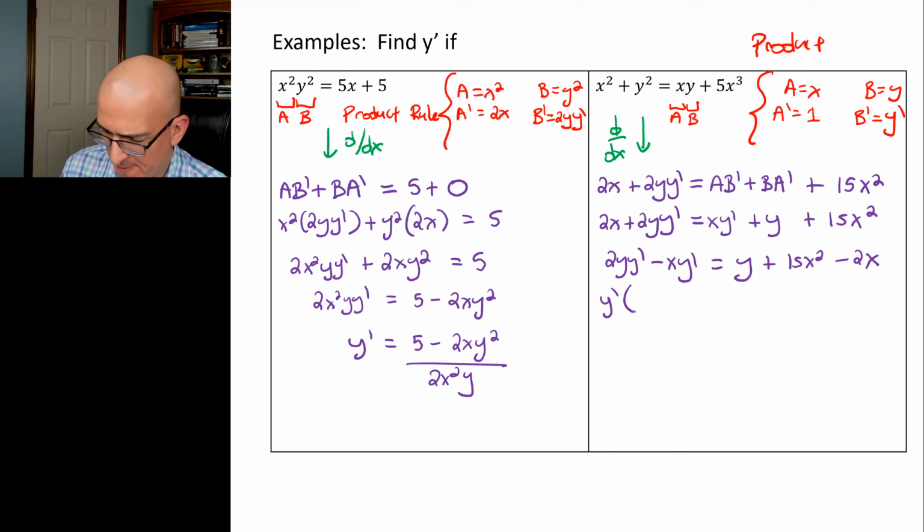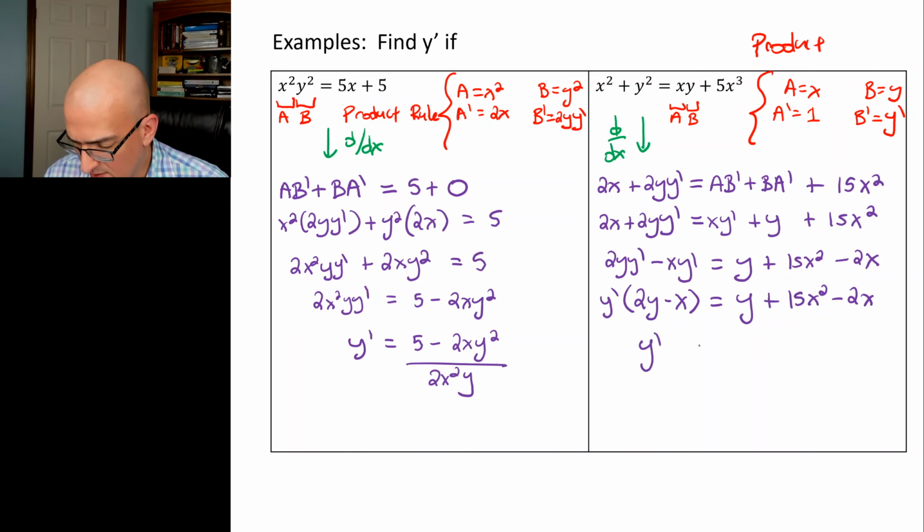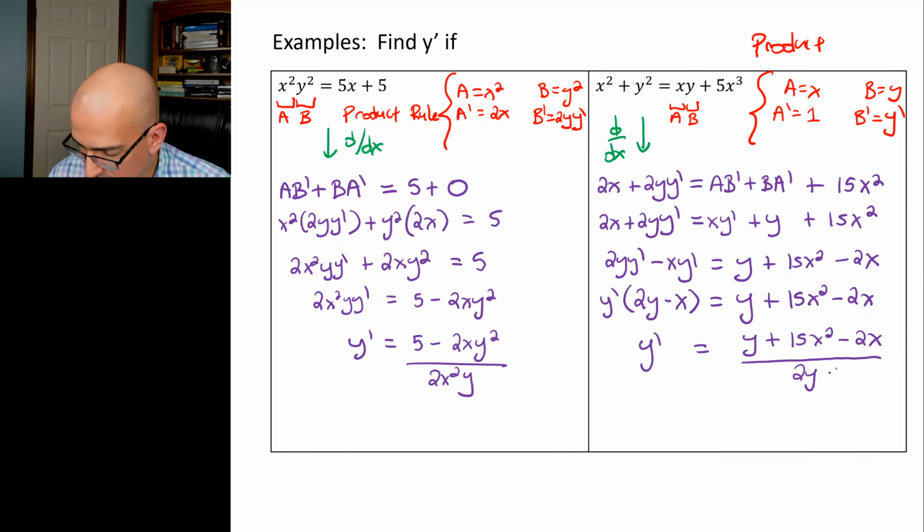Okay, y prime. I'm going to factor that out. I have y prime times 2y minus x equals y plus 15x squared minus 2x. Next step, I'm going to divide both sides by that bracket. Y prime is equal to y plus 15x squared minus 2x, divided by 2y minus x.